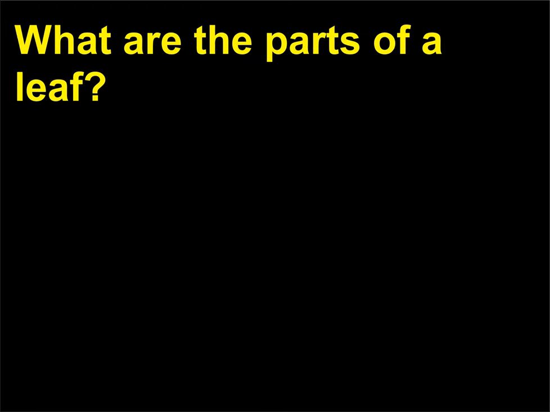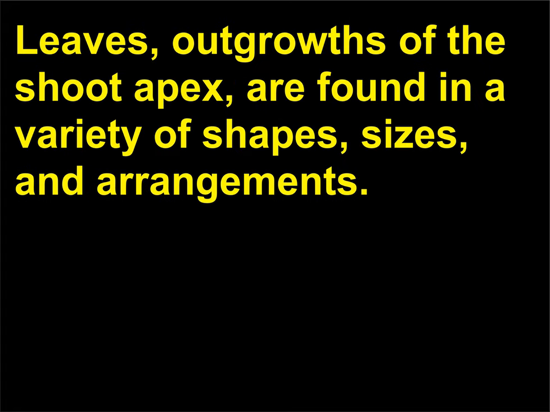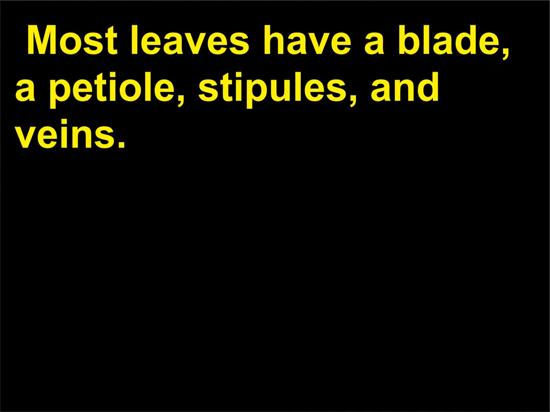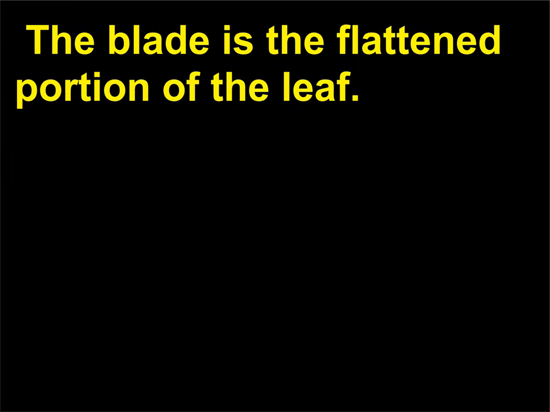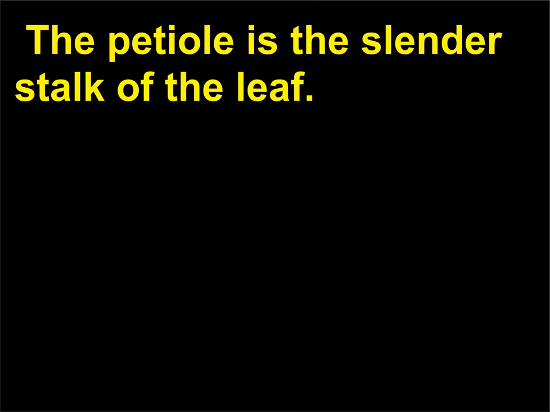What are the parts of a leaf? Leaves, outgrowths of the shoot apex, are found in a variety of shapes, sizes, and arrangements. Most leaves have a blade, a petiole, stipules, and veins. The blade is the flattened portion of the leaf. The petiole is the slender stalk of the leaf.